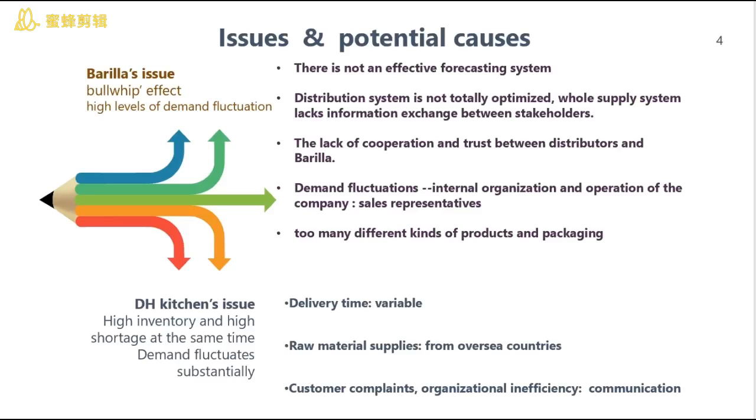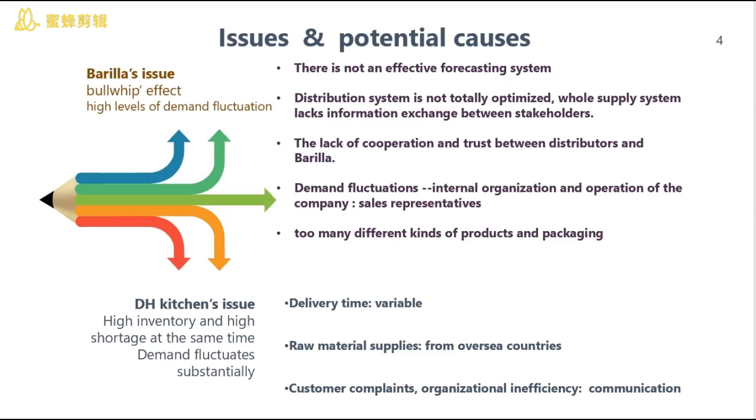Then we could move on to issues and the potential causes of Barilla. The bullwhip effect, high levels of demand fluctuation. Because there is not an effective forecasting system, the distribution system is not totally optimized. The whole supply system lacks information exchange between stakeholders, and they also lack cooperation and trust between distributors and Barilla. The demand fluctuation is also due to the internal organization and operation of the company, like the salespersons, and they also have too many different kinds of products and packaging.